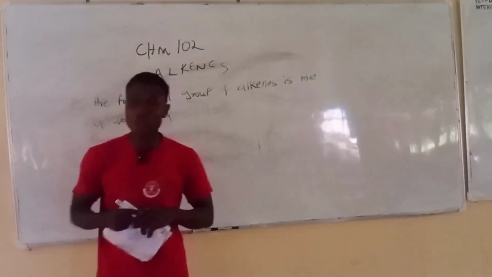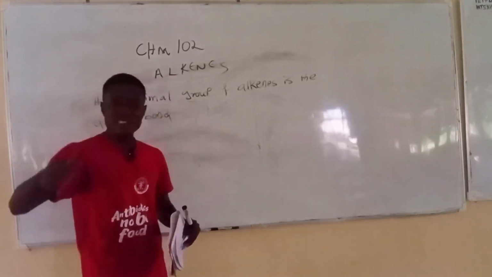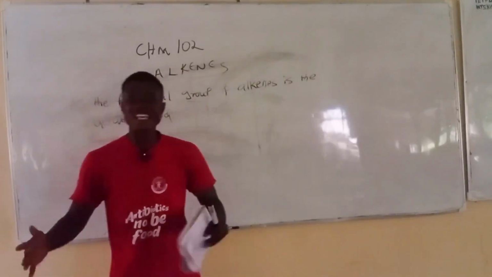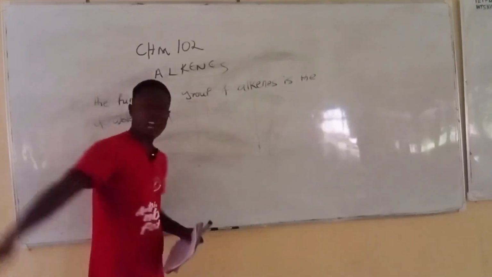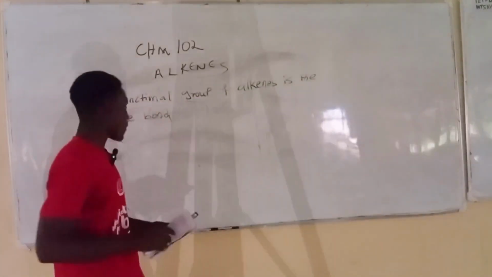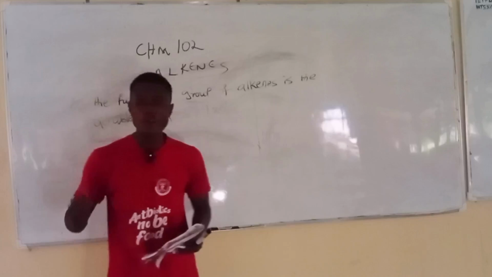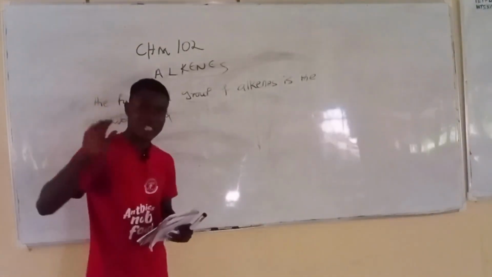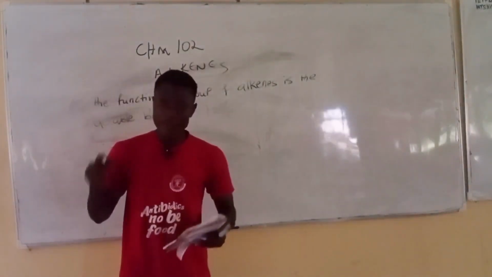Now, what is a functional group? A functional group simply determines the reactivity of a compound. So for the alkenes, their functional group is the double bond. Now, alkenes are moderately reactive. Please be writing them down. Alkenes are moderately reactive.